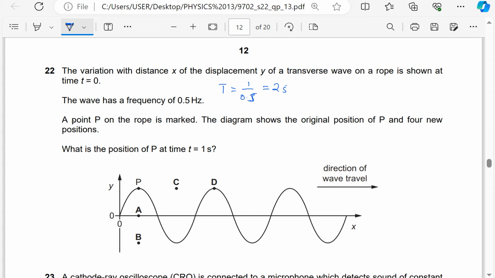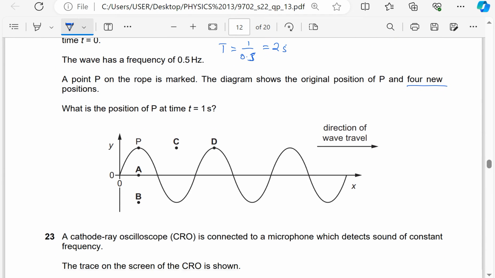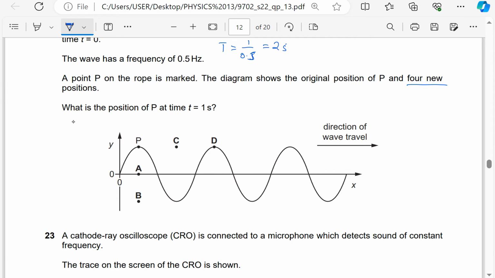That is the period. A point P on the rope is marked. The diagram shows the original position of P and the 4 new positions. What is the position of P at time t equals 1 second? So at time t equals 1 second, the period is 2 seconds, so 1 second is half a period.